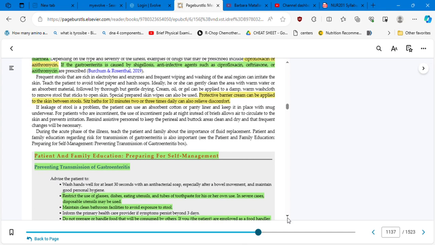Protective barrier cream can be applied to the skin between stools. Sitz baths for 10 minutes 2 or 3 times daily can also relieve discomfort.